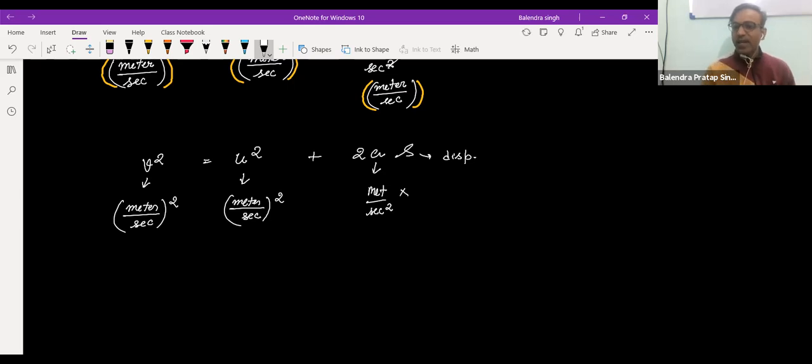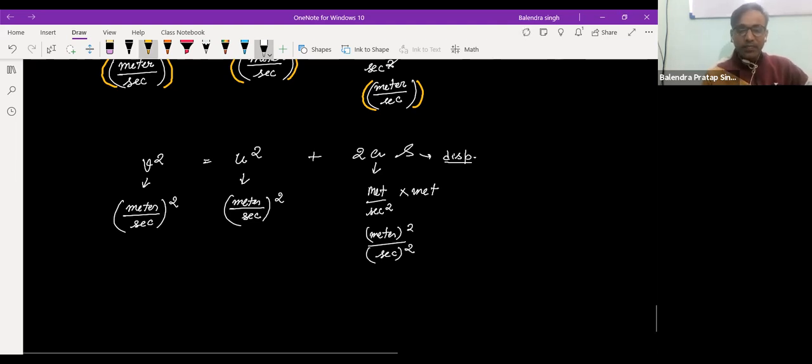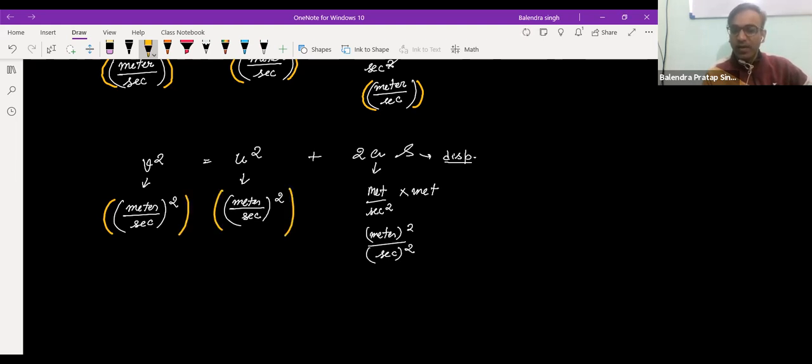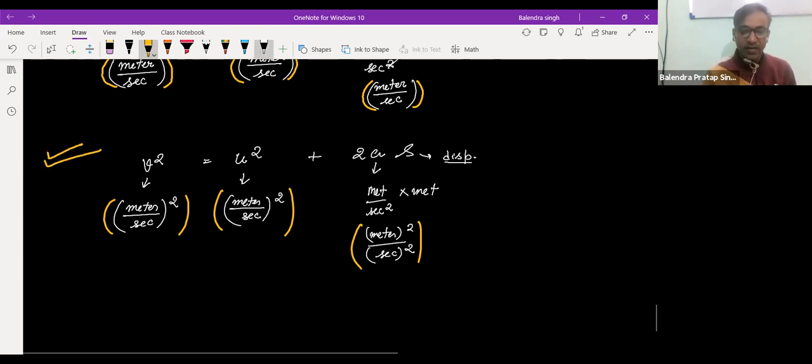s is displacement, so the displacement has unit meter. So the second term has a unit meter square divided by second square. So each and every term has the same unit. Here this has meter per second whole square, and here it is also meter per second whole square. So this equation is dimensionally consistent.